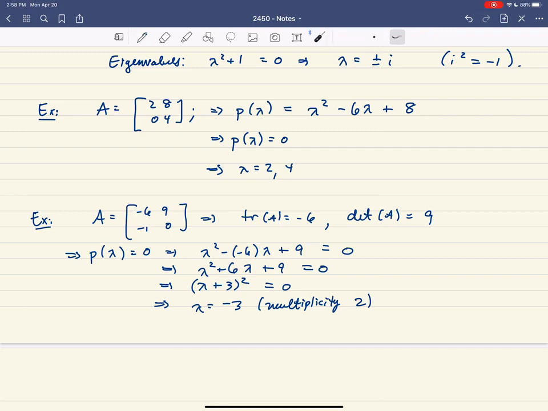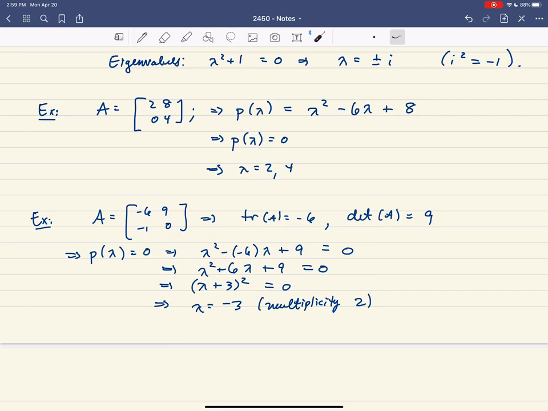The multiplicity is the power that you have for that quantity, in this case lambda plus 3. It's the power that you have in the characteristic polynomial. So when you factor it, you end up with (lambda plus 3) squared. So that squared tells you that this is multiplicity 2.